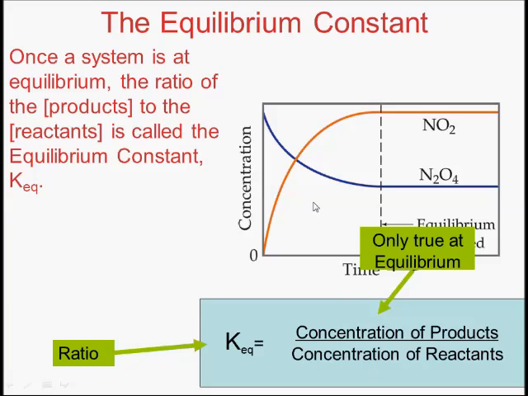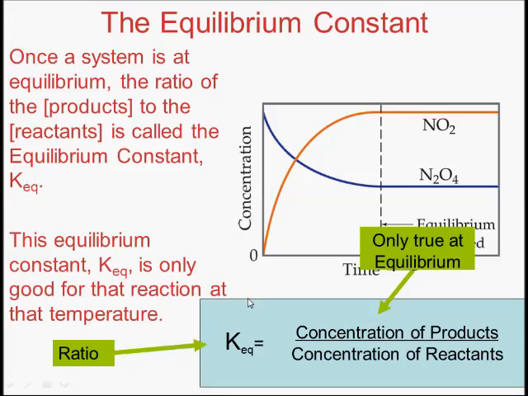Okay, you can't put your concentration of NO2 right here and your concentration of N2O4 in here at just any time, because if you put those amounts in, you're not at equilibrium right now. You're going to get a different ratio. So you have to wait until equilibrium is reached and then plug your concentrations in, and the ratio of the two is what's called the equilibrium constant.